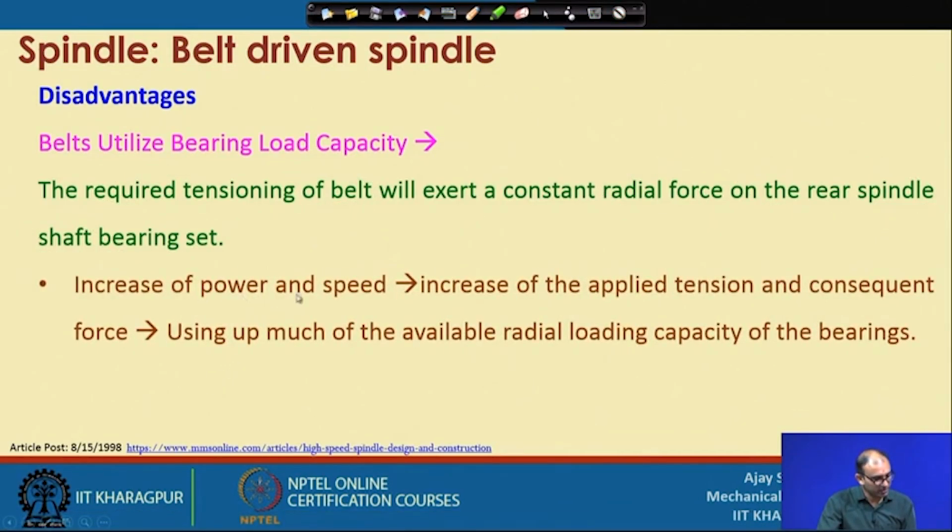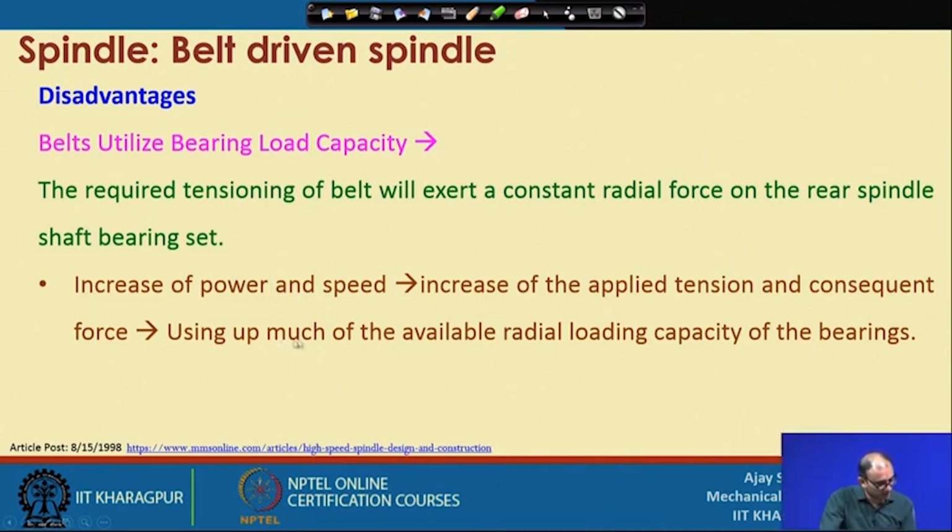Increase of power and speed will increase the applied tension and consequent forces. So, with these radial forces, if you continue with higher power and higher speed, it will further increase the tension, because obviously you have to maintain tensioning. If you want to go with higher power and speed, you have to further increase the tension. If you increase the tension, your radial force will further increase.